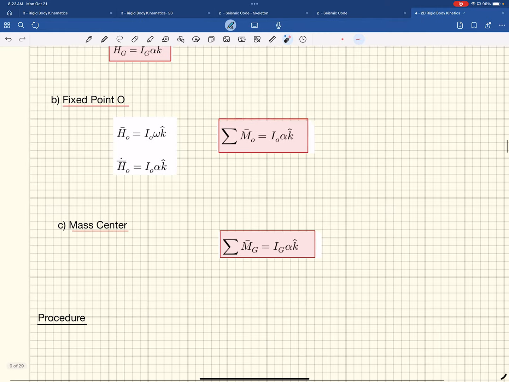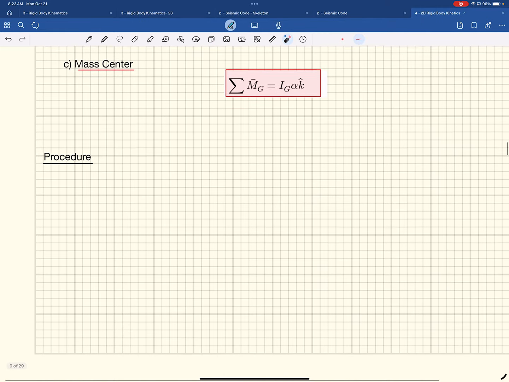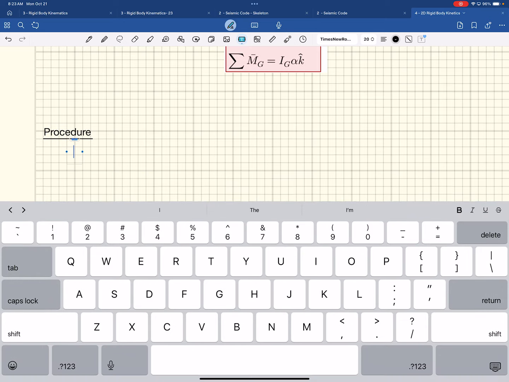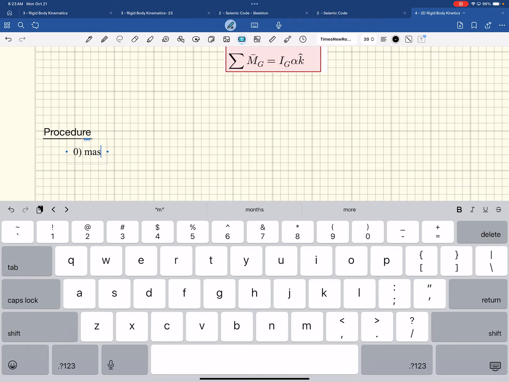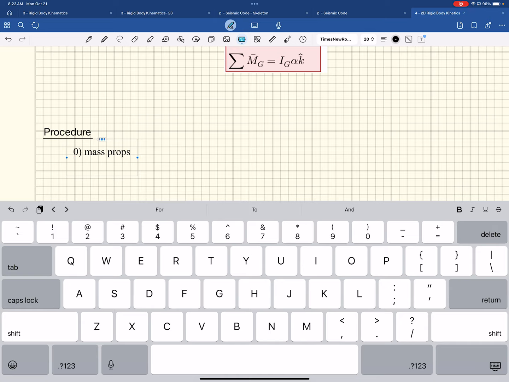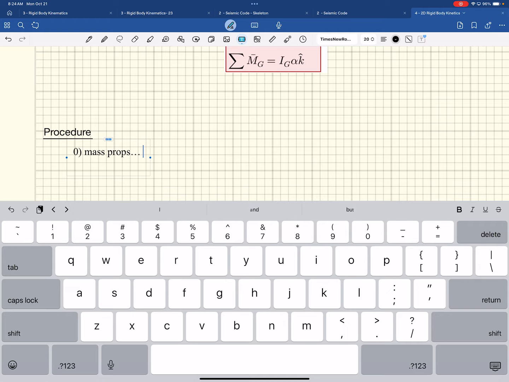Okay, all right, let me give you a procedure, and then we'll do an example. That's what I'm trying to get to, the example. I always have a step 0 and I call it mass props. You might have to calculate mass properties. What do I mean by mass properties? The I you're going to use, and where the mass center is. We need to know where the mass center is because that's where our force equations act through. Okay, I guess I can add that to it: mass center and relevant I. I always call that step 0.